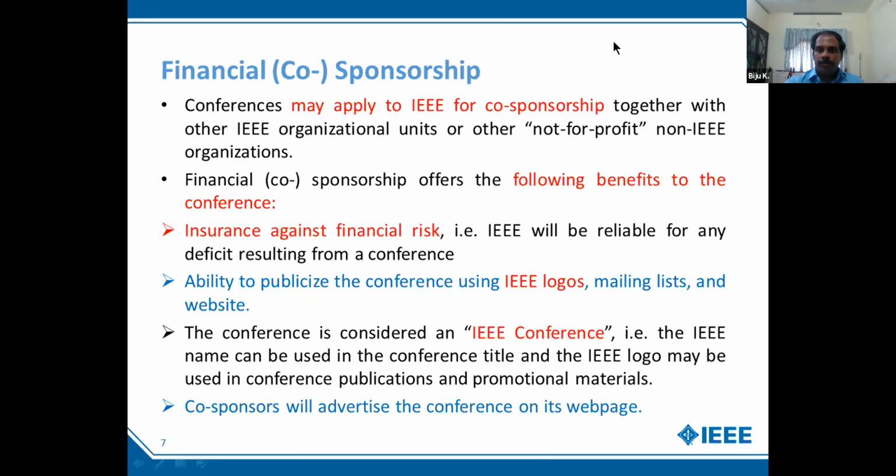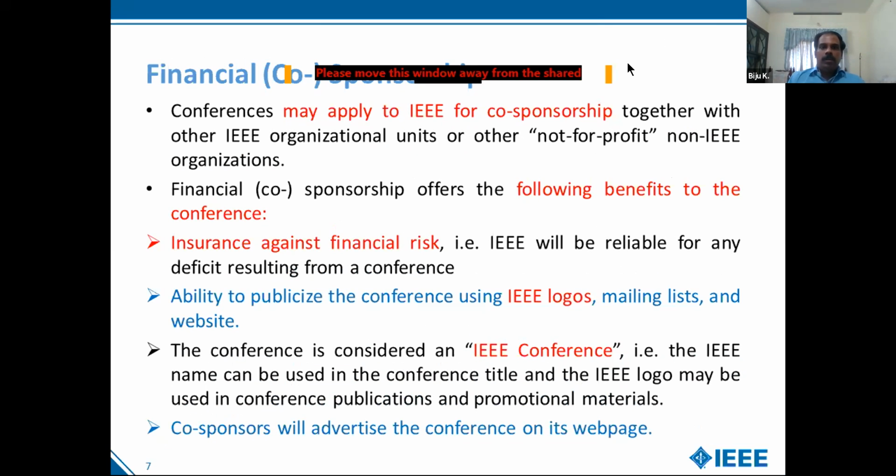So financial co-sponsorship conferences may apply to IEEE financial co-sponsorship together with other IEEE organizations or other not-for-profit non-IEEE organizations also. So for financial co-sponsorship, you can engage other not-for-profit organizations. That means you can involve other non-IEEE organizations also, but only one condition: these organizations should be not-for-profit organizations.